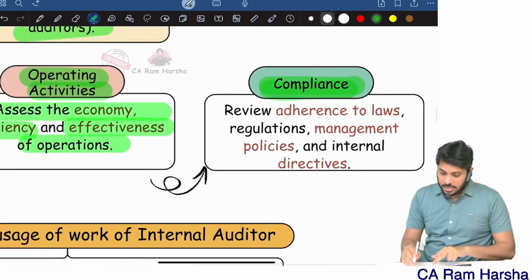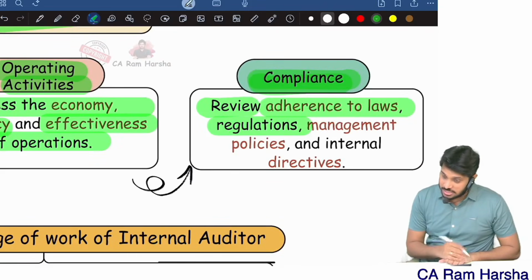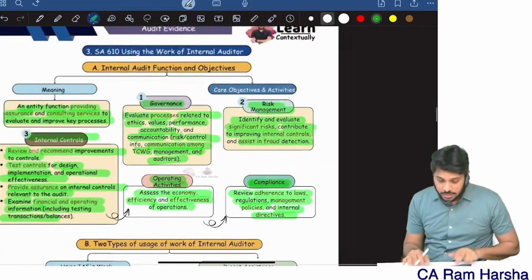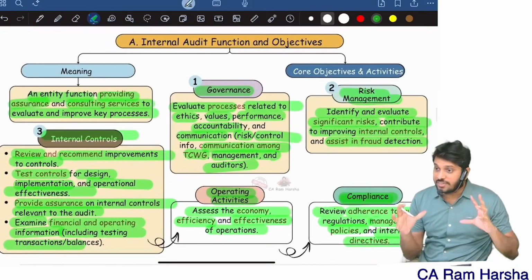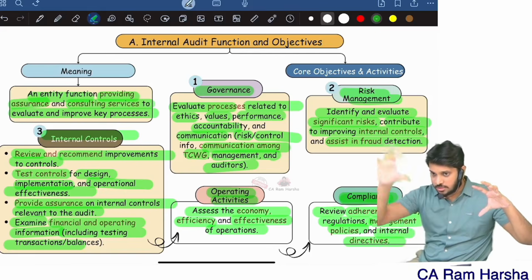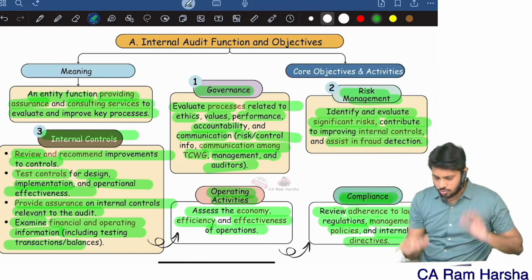Okay, now compliance: they also review how the company is adhering to laws and regulations, how the company is adhering to management policies, and how internal rules, regulations and directives are followed. So this is the entire internal audit function and their objective. So internal audit function means what? Three objectives: governance, risk management, and internal controls.